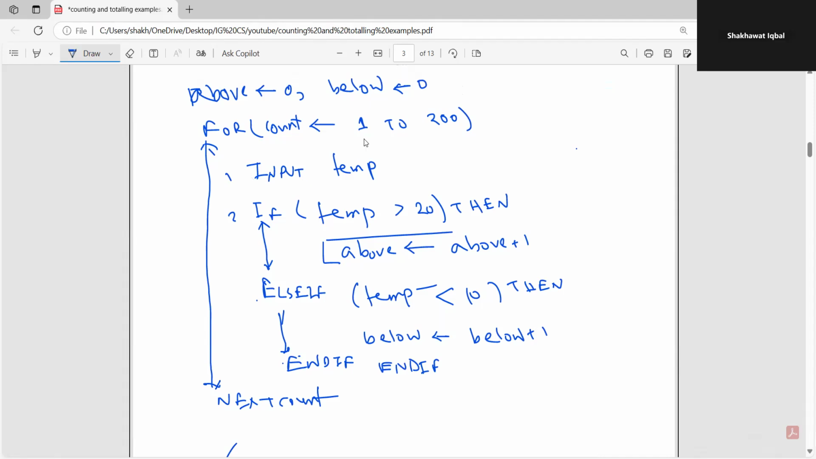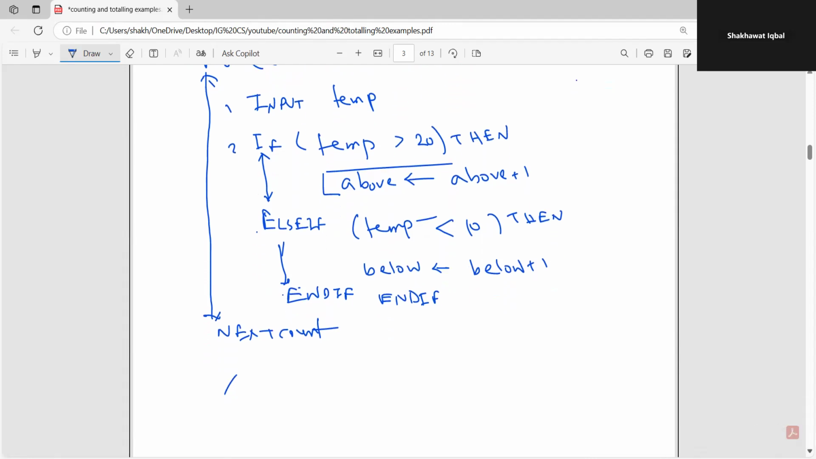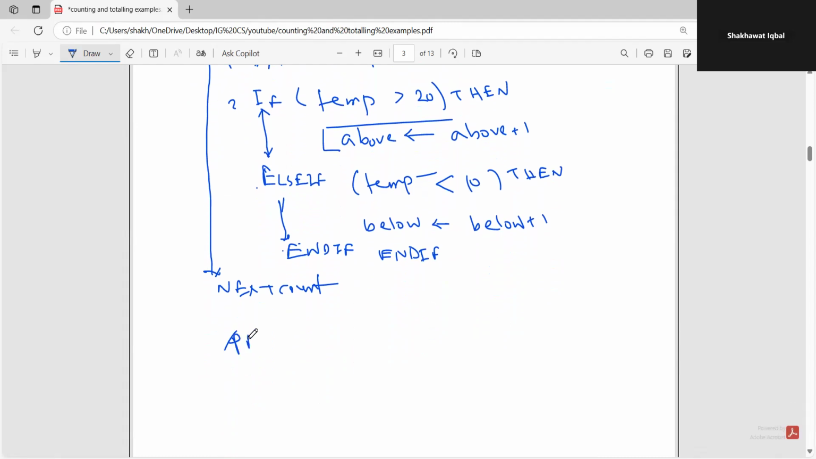I have to figure out what is going inside the loop, then the loop will do the rest. So if count is 1, I input the temperature. If it is greater than 20, above will increase by 1. If it is less than 10, below will be increased by 1. Good. Then we write the print.